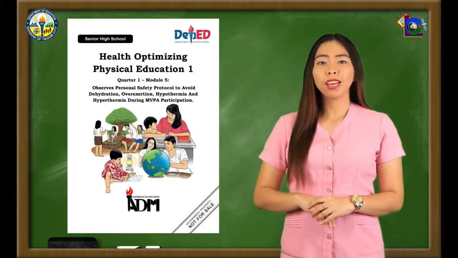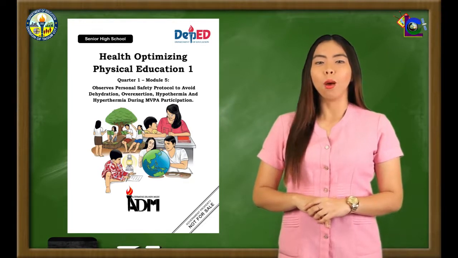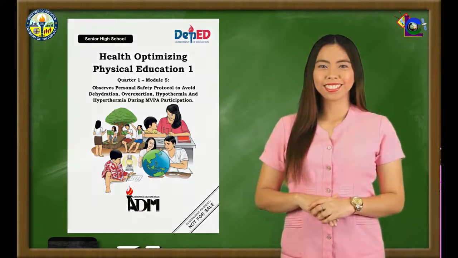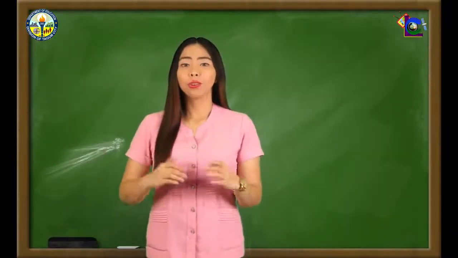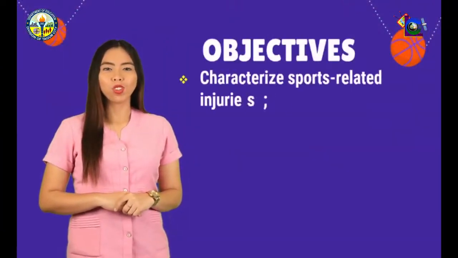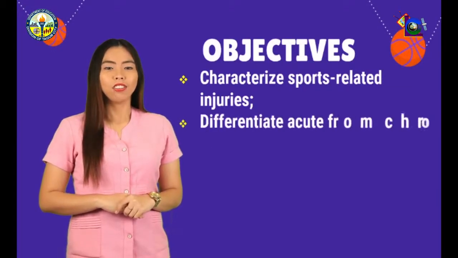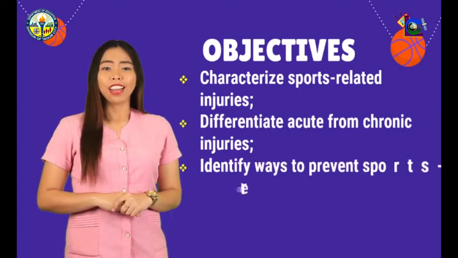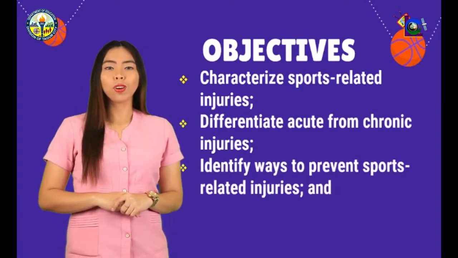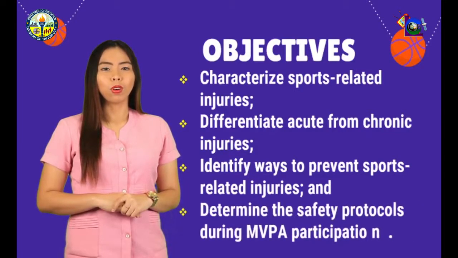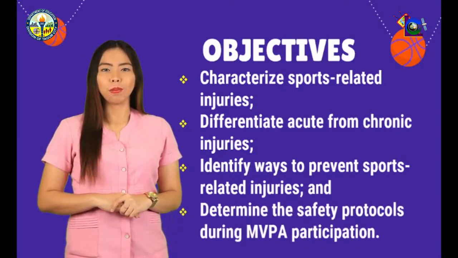Welcome to Health Optimizing Physical Education 1, Module 5 on sports-related injuries. After going through this module, you are expected to first, characterize sports-related injuries. Second, differentiate acute from chronic injuries. Third, identify ways to prevent sports-related injuries. And fourth, determine the safety protocols during MVPA participation.